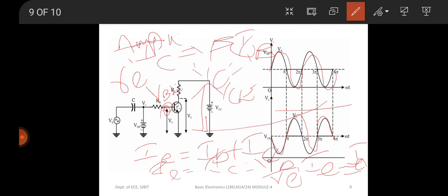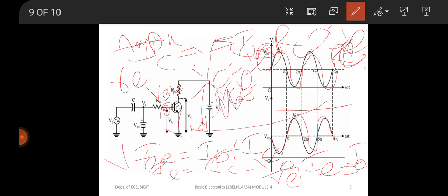The AC collector voltage VC is equal to IC into RC, which is approximately equal to IE into RC, and VB is equal to Vin minus IB into RB. Considering VB and VC as the transistor AC input voltage and AC output voltage respectively, the voltage gain, the ratio of VC to VB, is given by AV equals VC by VB. Output voltage is the collector voltage and input voltage is VB.